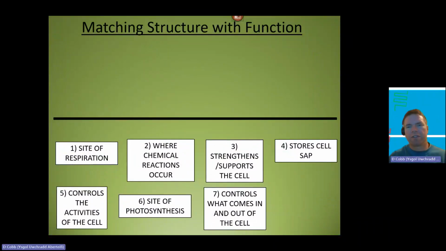So I wonder if you could have a go at this activity now. If you look at the functions that are on there, are you able to identify which structure belongs to which function? So we've got a site of respiration. We've got chemical reactions occur. The feature which strengthens or supports the cell. The feature which stores cell sap. Which feature controls the activities of the cell, which is the site of photosynthesis, and which feature controls what comes in and out of the cell. Now, you can pause the video and see which ones you can recall.